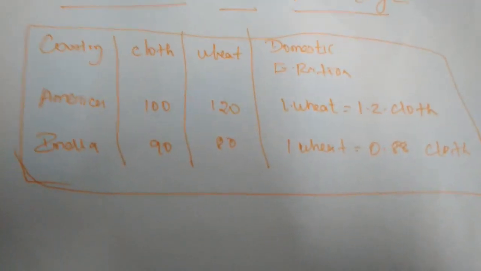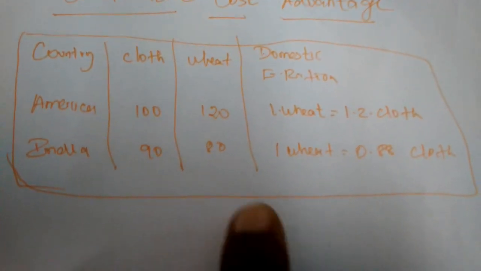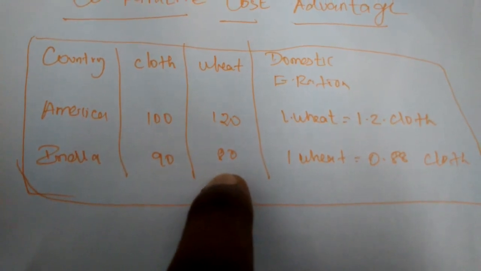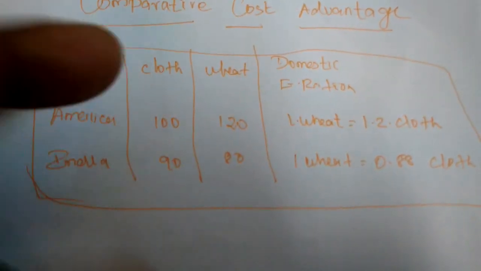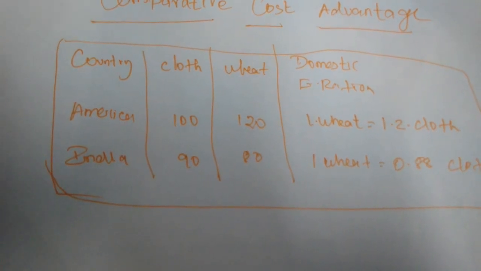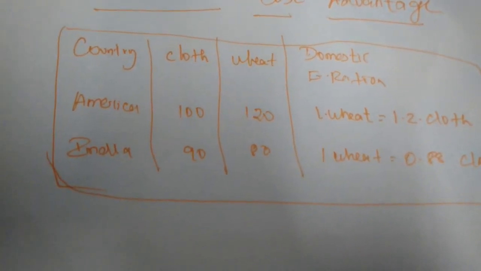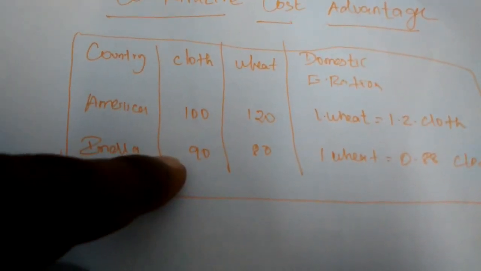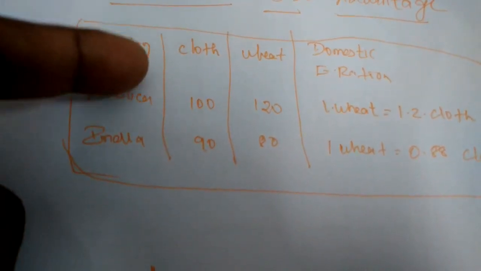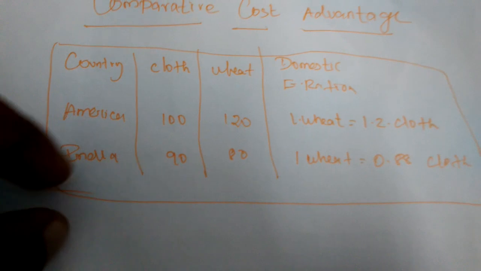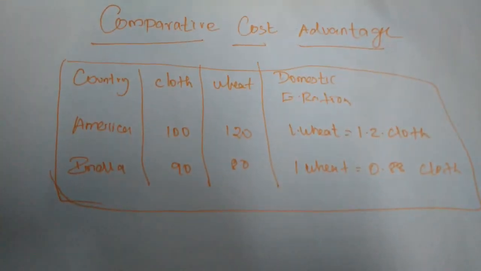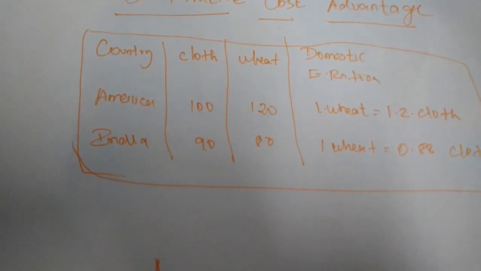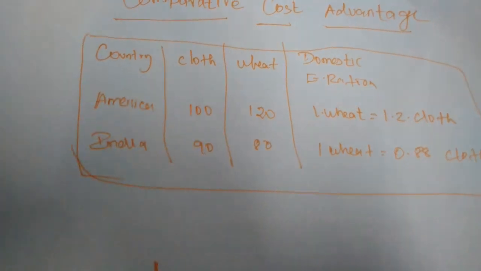So when we are producing any of the commodities, when we are producing wheat by using 80 labors, more wheat will be produced and exported to America. So instead of producing the cloth itself, India can import it from America, because we have to compare the cost advantage.